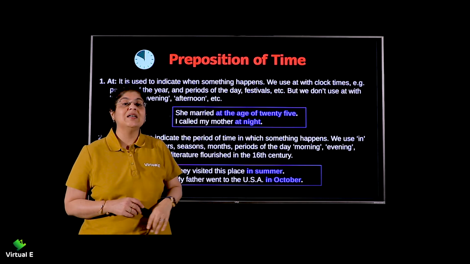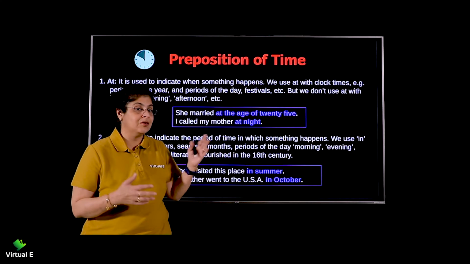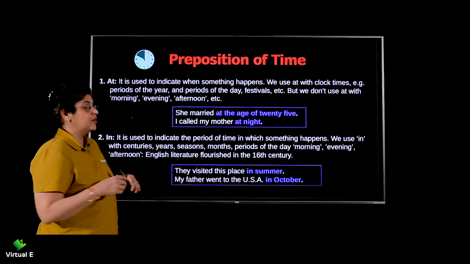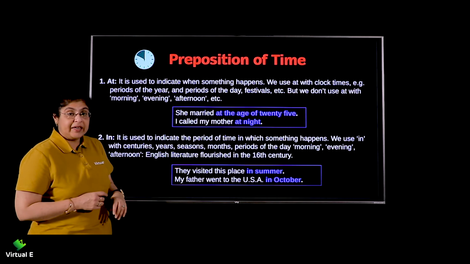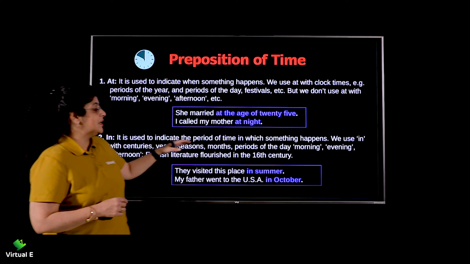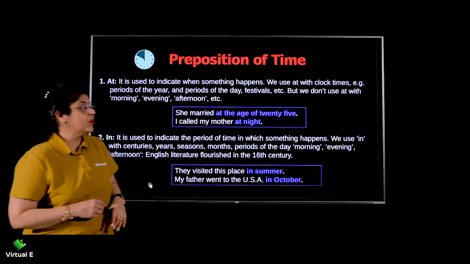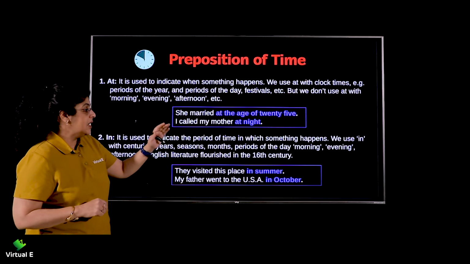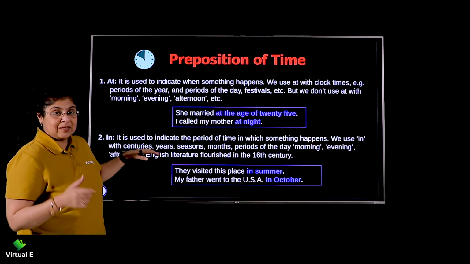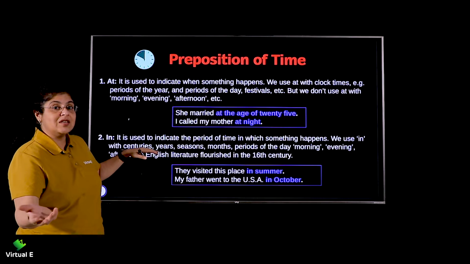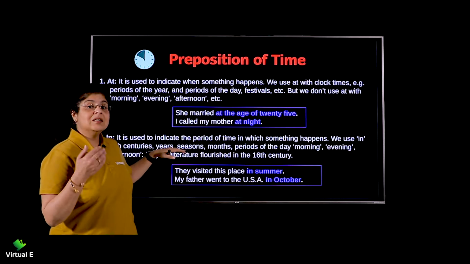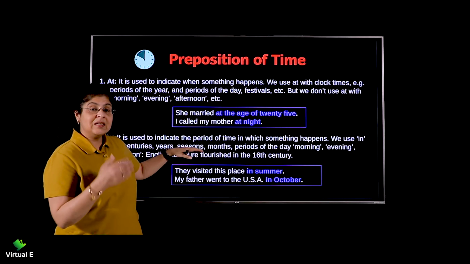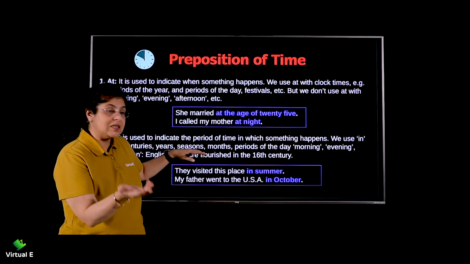Quite often this blank comes and children land up writing in, or it goes wrong. So please keep this in mind. This is to be remembered. Then you have in. It is used to indicate the period of time in which something happens. Now we use in with centuries, so in the 21st century, years, I was born in the year 1980. Season, in winters, in summers.